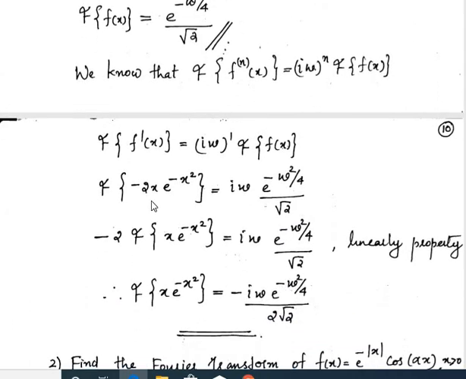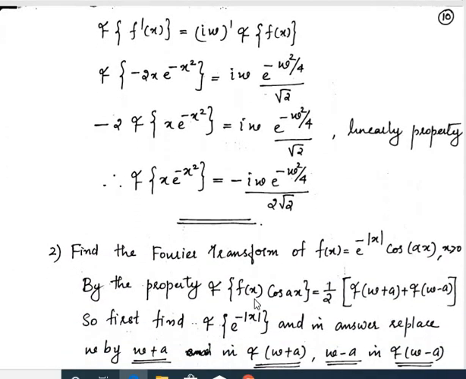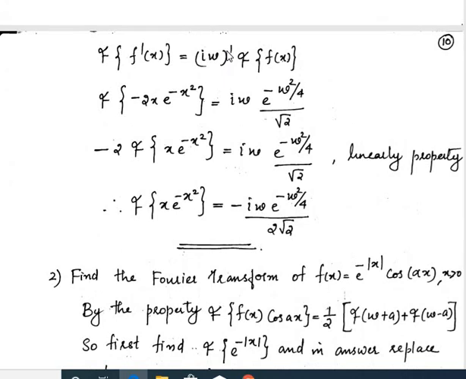Now by the linear property, we can take the constant term outside. So minus 2 times the transform of x e raised to minus x square is i omega e raised to minus omega square by 4 by root 2. Now dividing by minus 2, the answer is minus i omega e raised to minus omega square by 4 by root 2. This can also be done by the multiplication by x property, so the answer will be the same.